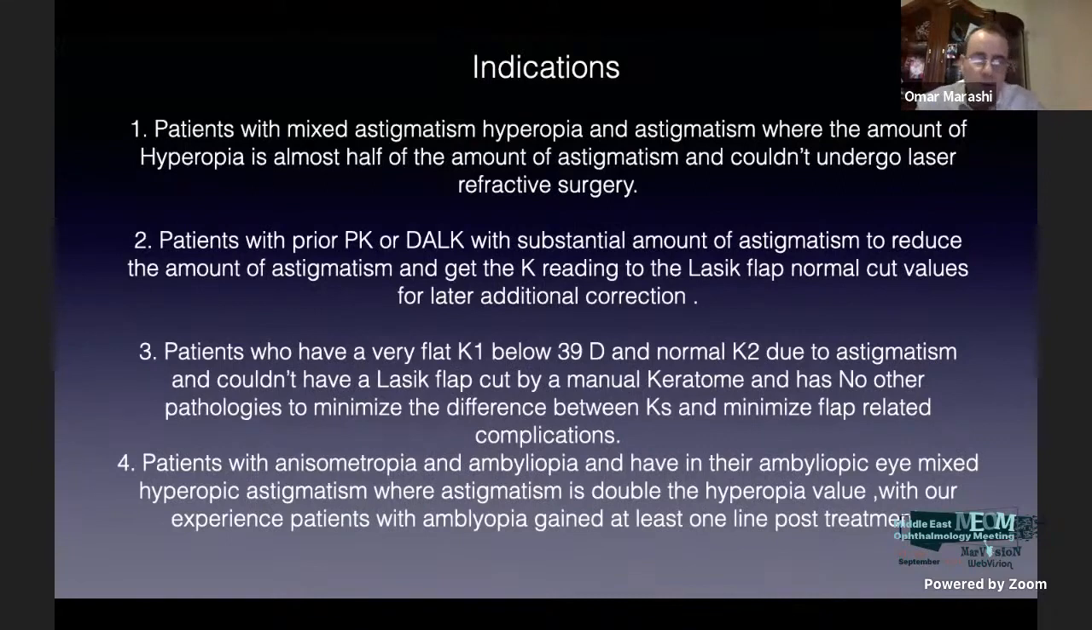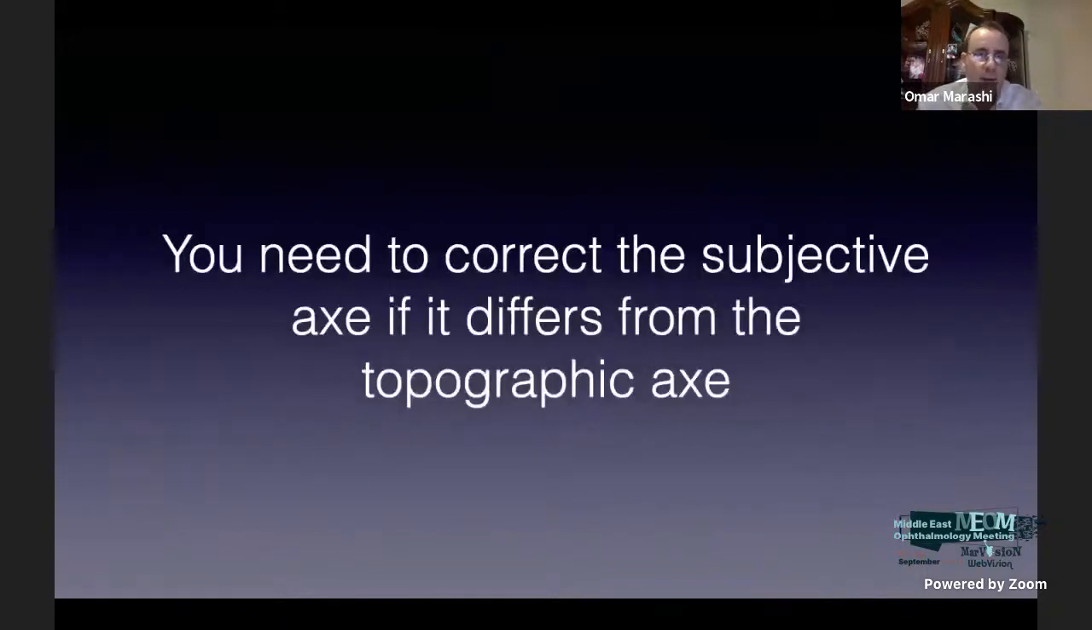And of course, patients with anisometropia and amblyopia who have their amblyopic eye with the same criteria, with hyperopia almost half the amount of astigmatism. And we have noticed that the patients with those eyes gained at least one extra line of best corrected visual acuity after treatment. You always need to correct the subjective axis if it differs from the topographic axis.